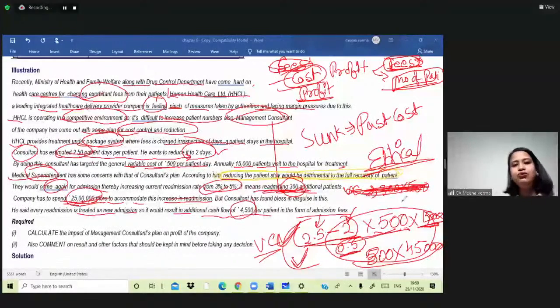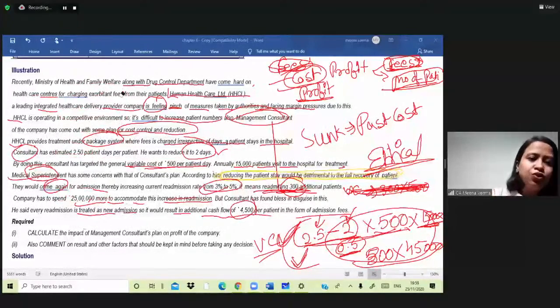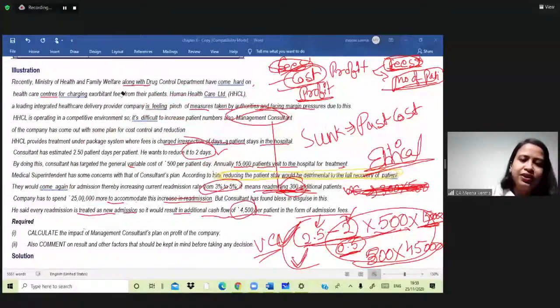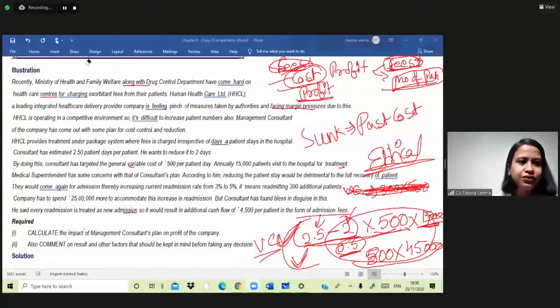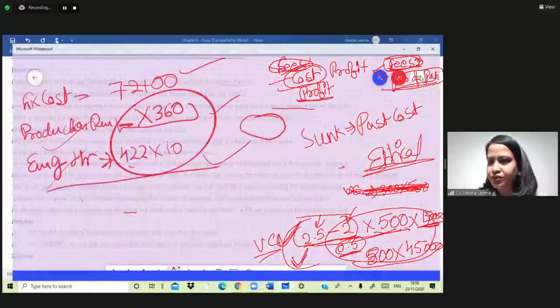Now, first you have to find out whether this proposal is financially good or not. First you have to find that. Let us find it.